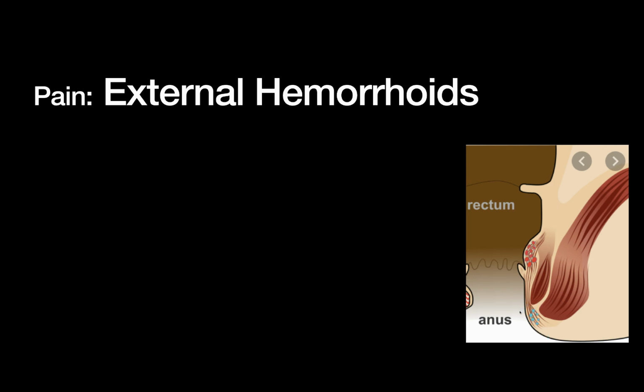So with external hemorrhoids, those ones down here, what usually happens is they acutely clot off and swell, and this causes really acute pain. And so if they have an issue with acute pain, that's usually a surgical problem. You can either go in and just lance and remove the clot or remove the entire hemorrhoid.